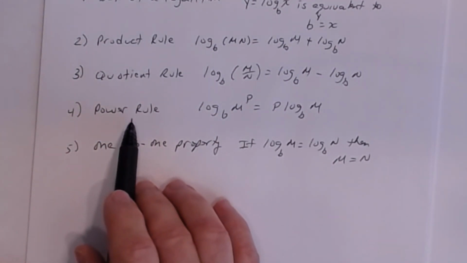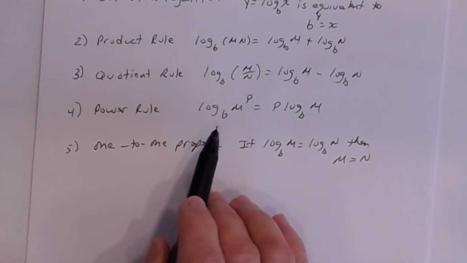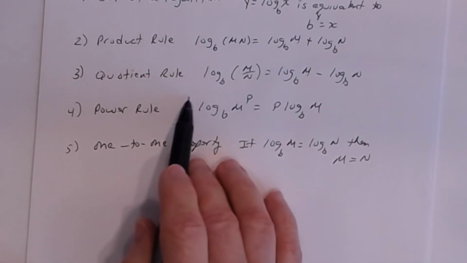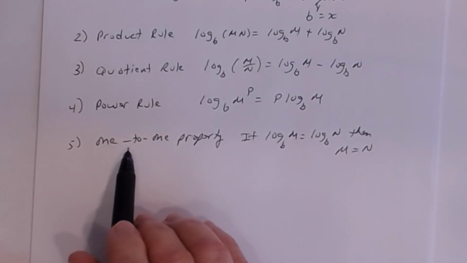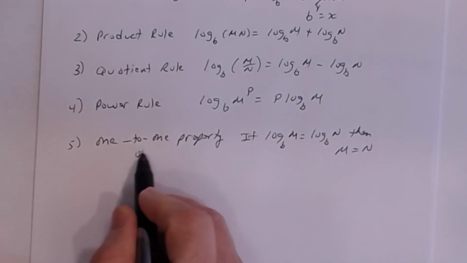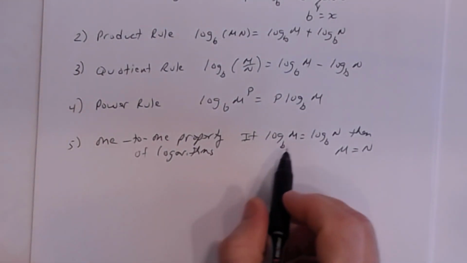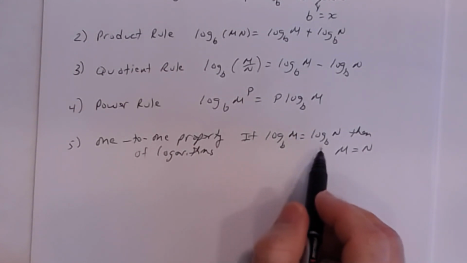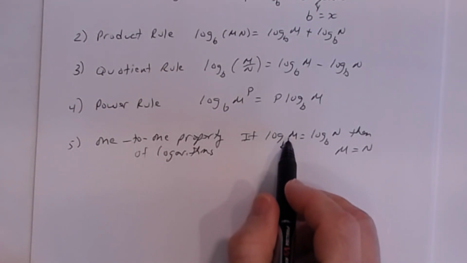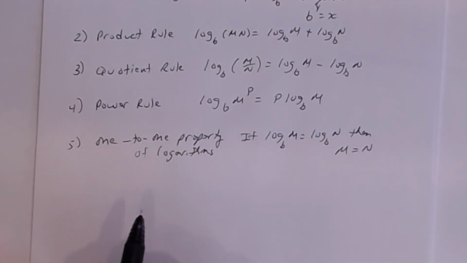Then you can also use the power rule. So the power rule says this: if you have the log of some argument raised to a power, you can always take that power and write it out in front as a product. So you're going to see that as well. And then there's something called the one-to-one property of logarithms. The one-to-one property of logarithms says if you have two logs equal to each other, like you see right here, and the bases are the same, so the bases have to be the same, then the arguments are equal. So m must equal n. So you're going to see that as we go through these examples.